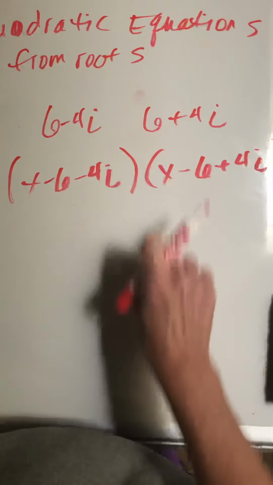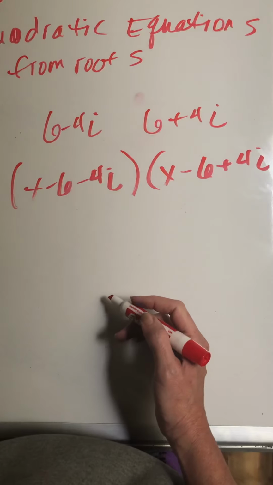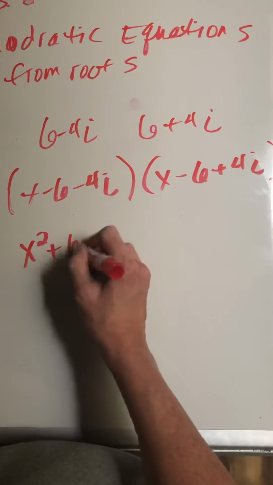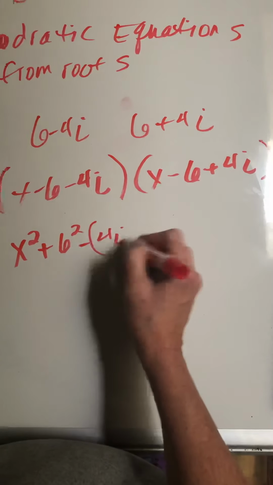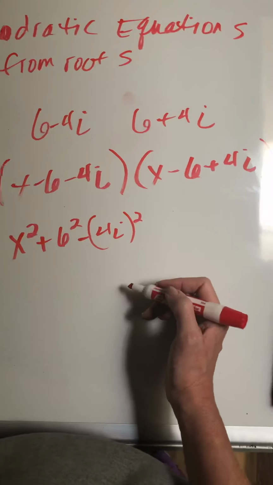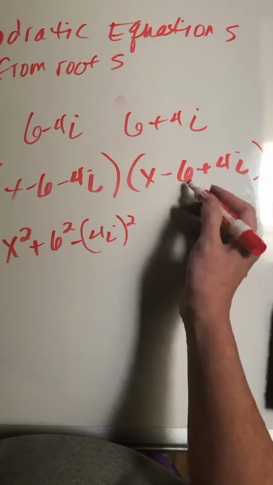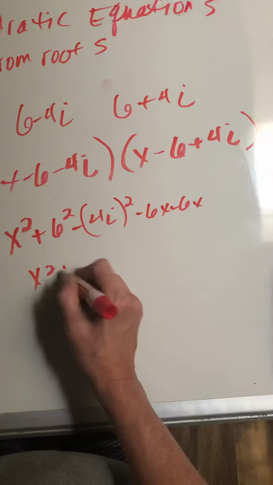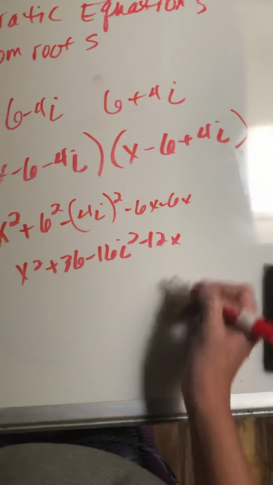Change the sign, so we change the sign on the 6. Then square the variable, square the real part with an addition, square the imaginary part, the whole imaginary part, the 4 and the i, with a subtraction. Find the product of the real part and the variable, which is -6x, and you need 2 of them. X squared plus 36 minus 16i squared minus 12x.